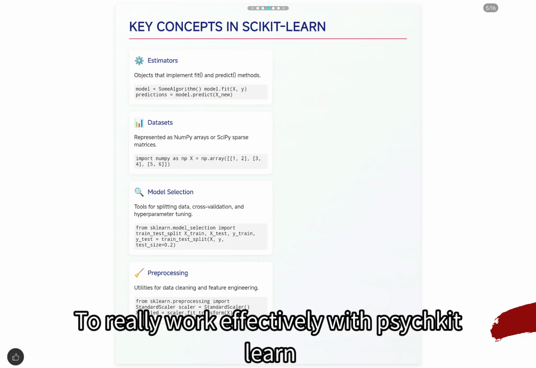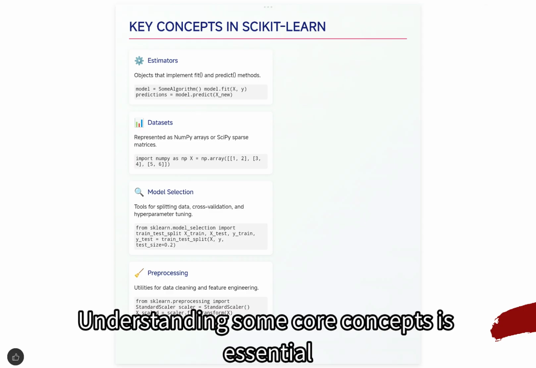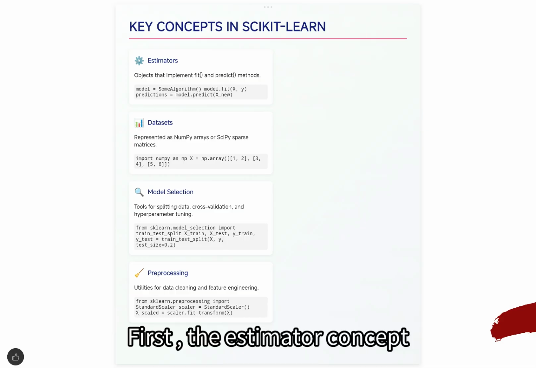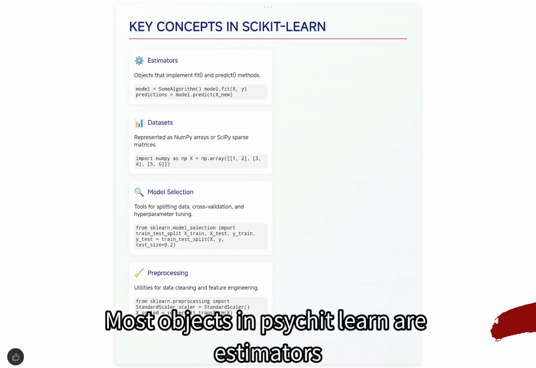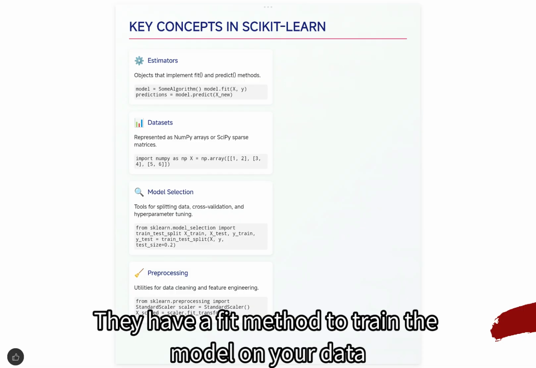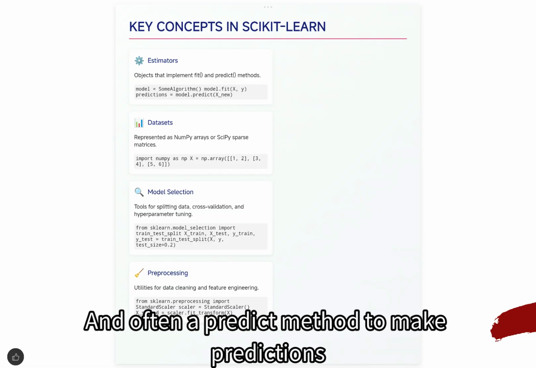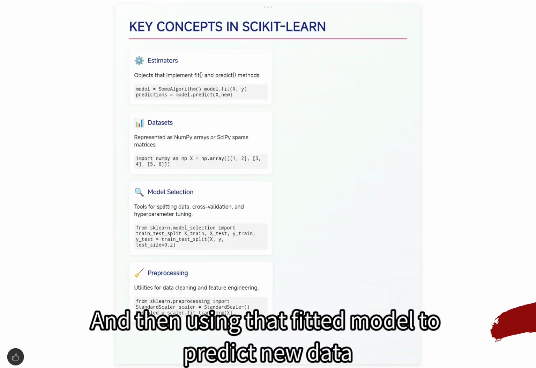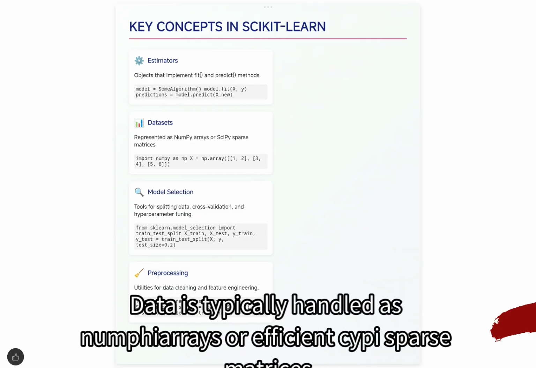To really work effectively with Scikit-learn, understanding some core concepts is essential. First, the estimator concept. Most objects in Scikit-learn are estimators. They have a fit method to train the model on your data and often a predict method to make predictions. Think of it as fitting the model to the training data and then using that fitted model to predict new data. Data is typically handled as NumPy arrays or efficient SciPy sparse matrices.